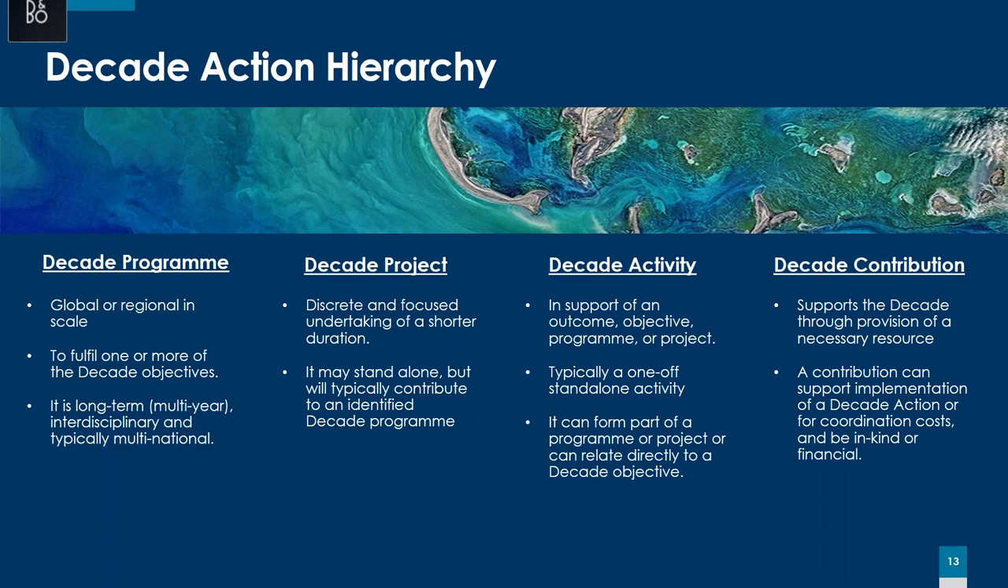So now that we have these four objectives with their orientations, you might ask yourself, so how can I contribute? How can I be part of the decade? How can my program, my project, my activity, something I want to see happening or I'm part of, become part of the decade? And here is where the decade action hierarchy plays a role. So we are imagining that your contributions could be on four scale levels. At the largest scale, the global scale would be a decade program, something that fulfills one or more of the decade objectives that Vladimir spoke about.